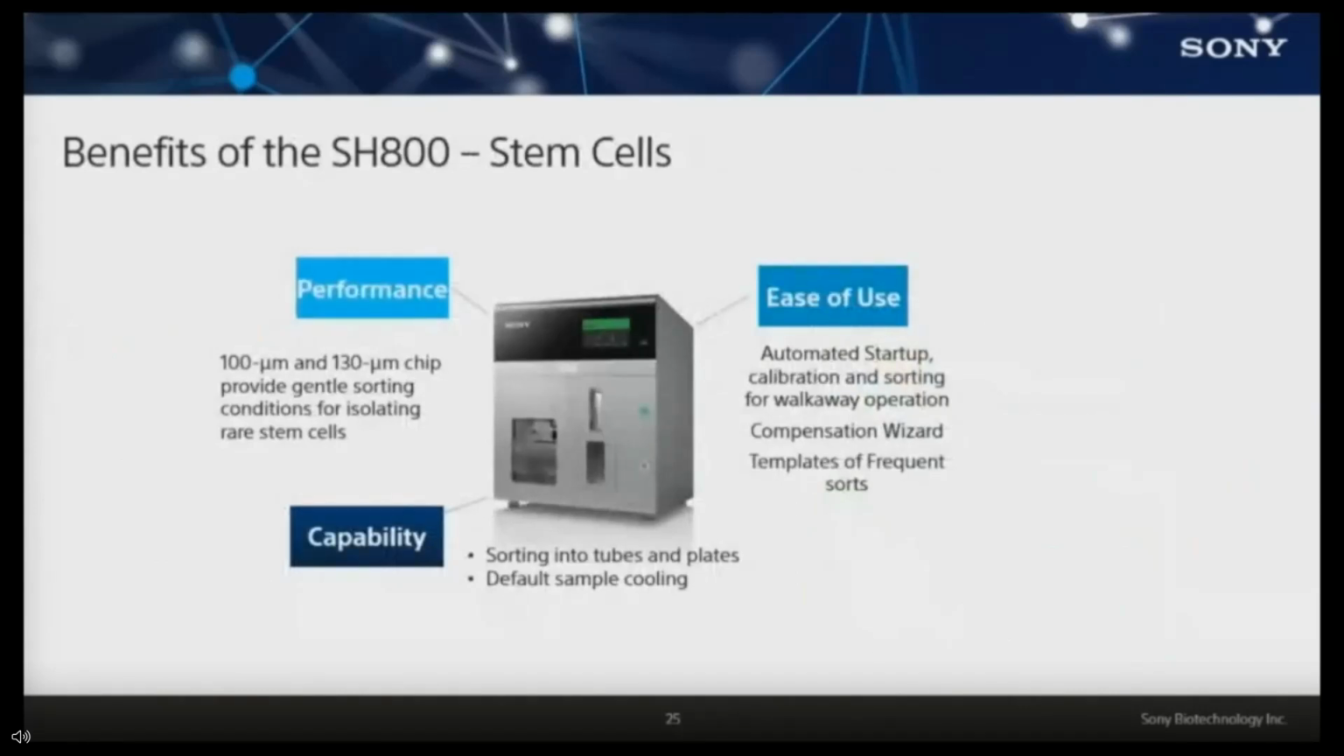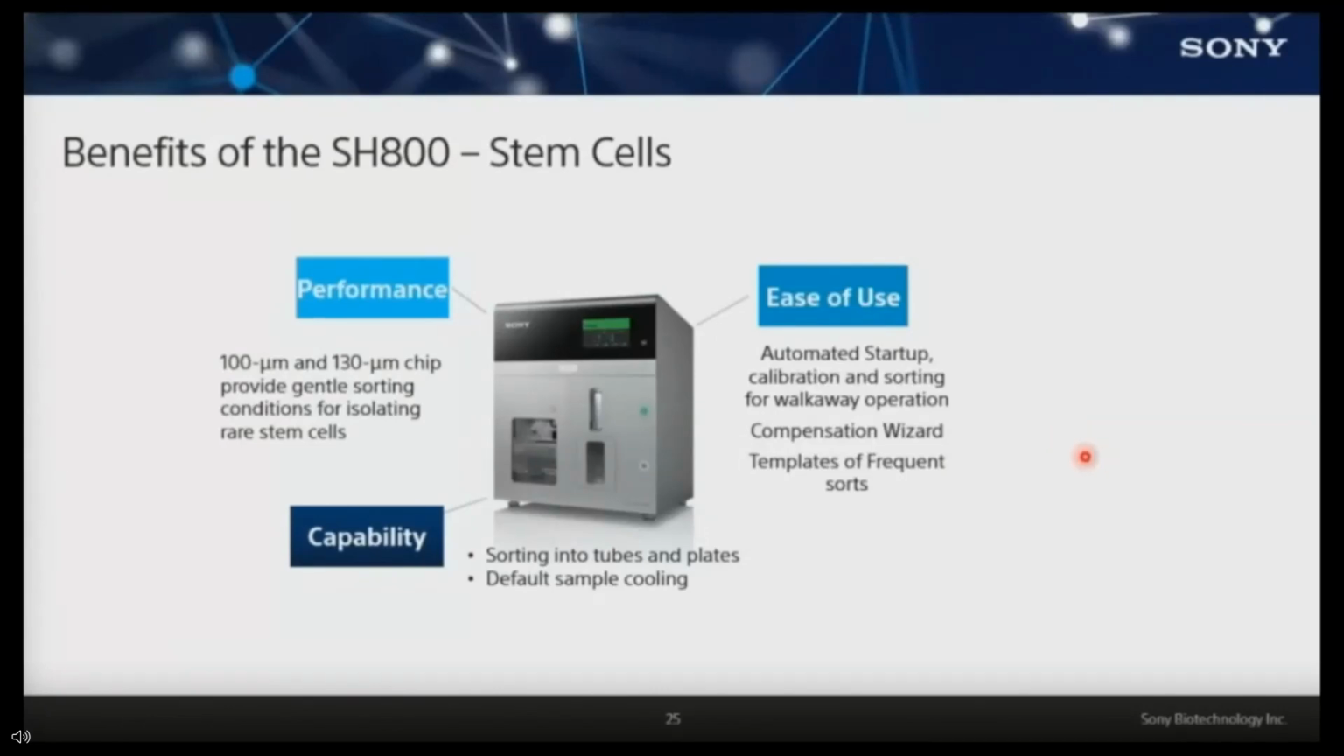Benefits of the SH800 in stem cells. Again, this is going to repeat itself. The ease of use, automated startup, calibration, and sorting. Again, you don't have to be an expert. The system's going to start itself up while you're not there. You come in, you turn it on, get calibration going. Compensation wizard can help guide you for maybe more complex panels. Again, can run up to 6 parameters. You have some junior grad students.